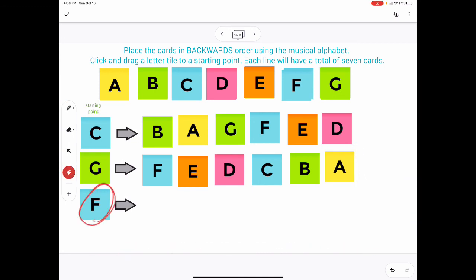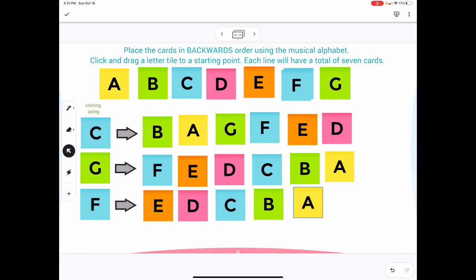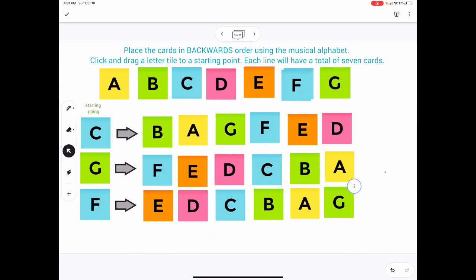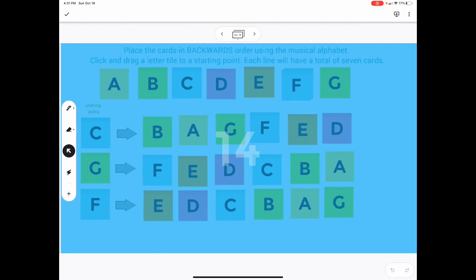We're now going to start with our last point, or our starting point, I'm sorry, on F. So here's my F in my alphabet, okay? Then going backwards would be E, D, C, B, A, and then G. Okay, so we went through all 7 of the alphabet note names and we went backwards and forwards.